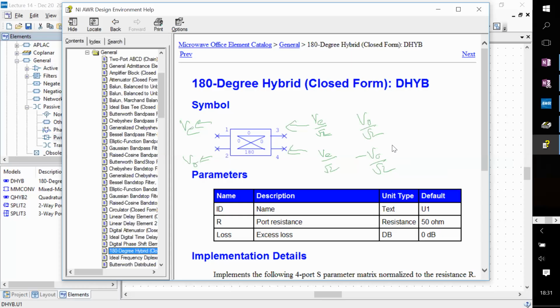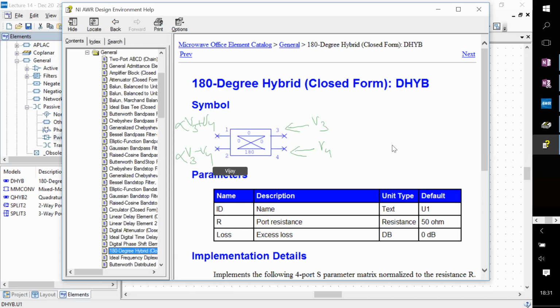An alternate way of thinking about this is that if now, so this is for the reverse path, if I now have a signal V3 and a signal V4, which is being sent in to ports 3 and 4, then the signal on 1 will be proportional to V3 plus V4, and the signal on 2 will be proportional to V3 minus V4.